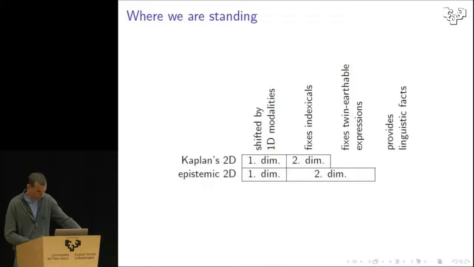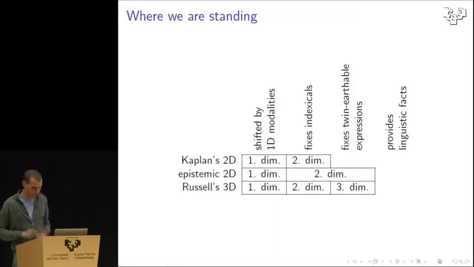And this is basically what Gillian Russell has proposed in her three-dimensional system. So she proposes a system which looks like this. She has three dimensions. The first one is, again, just the one shifted by the modal operators. The second one is just there to provide reference to indexicals. And then the third dimension should do all the things that are left over, that the epistemic context does, that Kaplan doesn't do. So, to say it in an easy way, it provides the reference to these twin-earthable expressions.